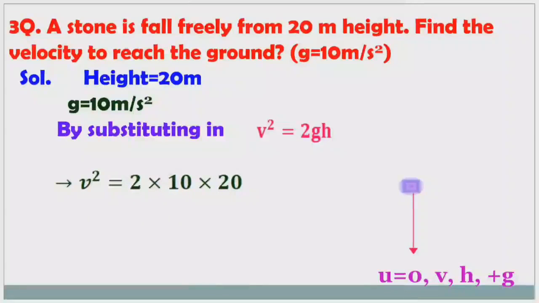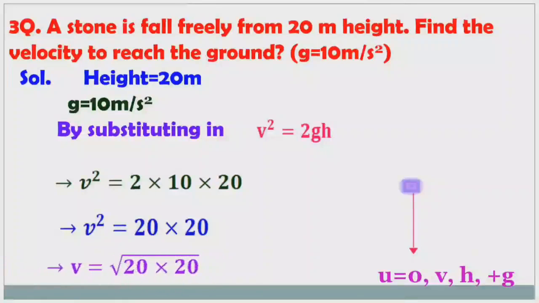So v square is equal to 2 into g value 10 into h value 20. 2 into 10 is 20, so v square is equal to 20 into 20. Then v is equal to the square root of 20 into 20. What will we get? v is equal to 20 meter per second. The final velocity to reach the ground is 20 meter per second.